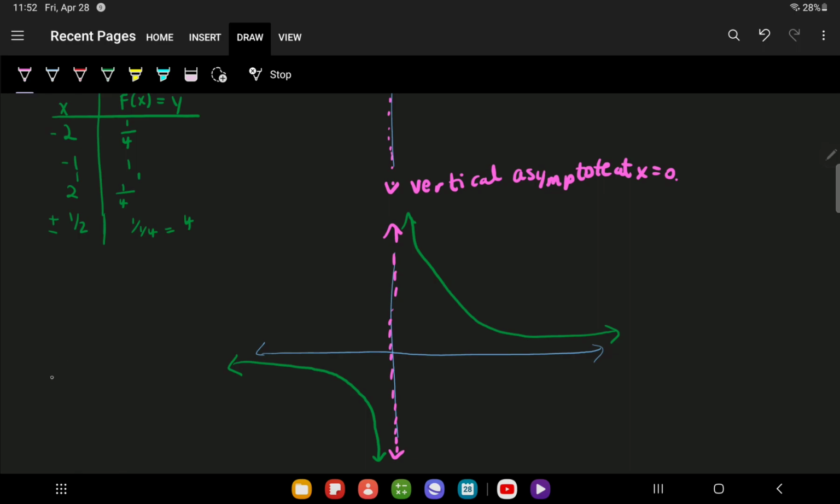Now, the limit as x approaches 0 from the left is negative infinity, and the limit as x approaches 0 from the right is positive infinity. And since the left-hand limit is not equal to the right-hand limit, the limit at x equals 0 does not exist.